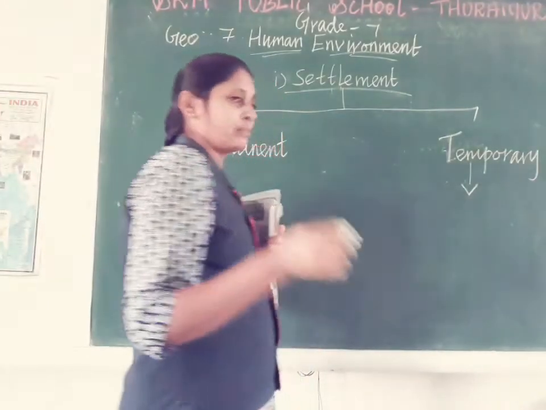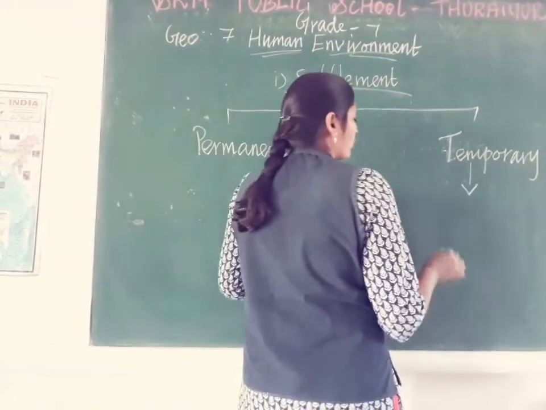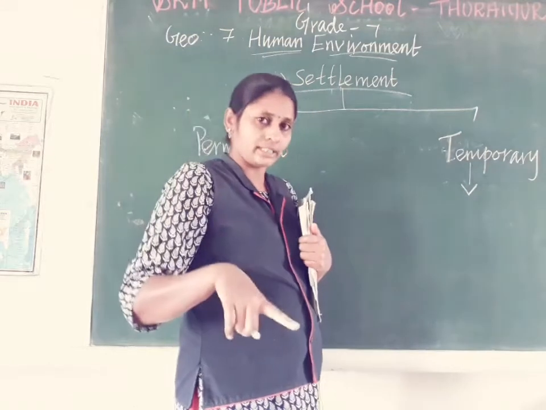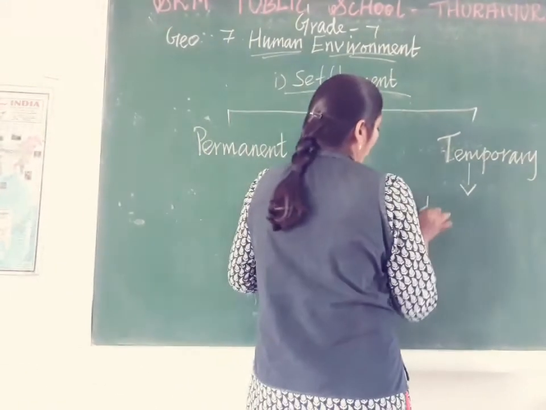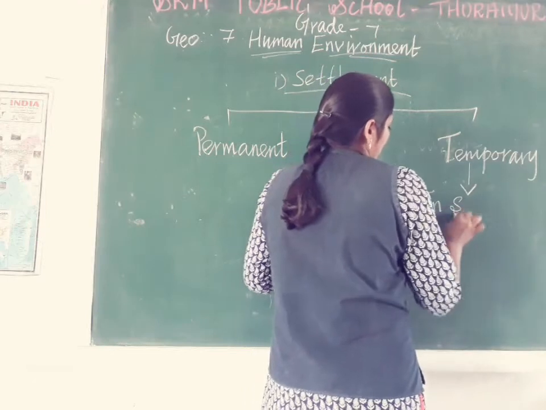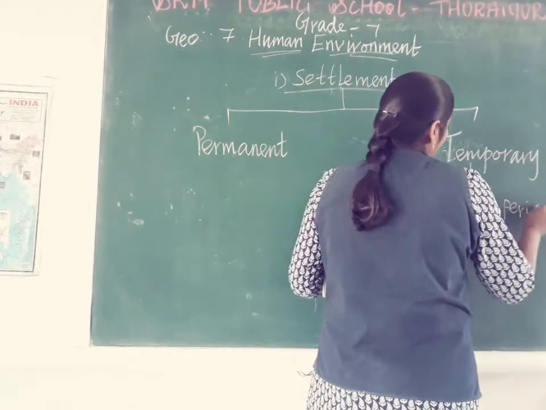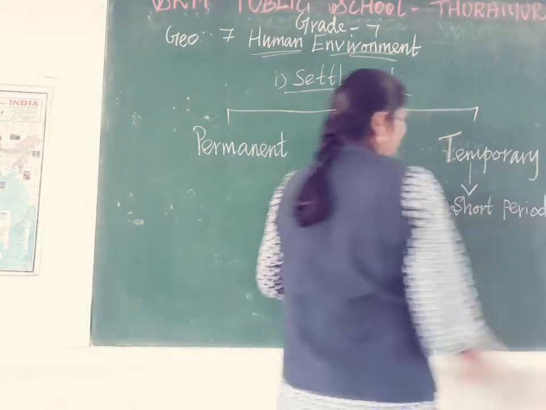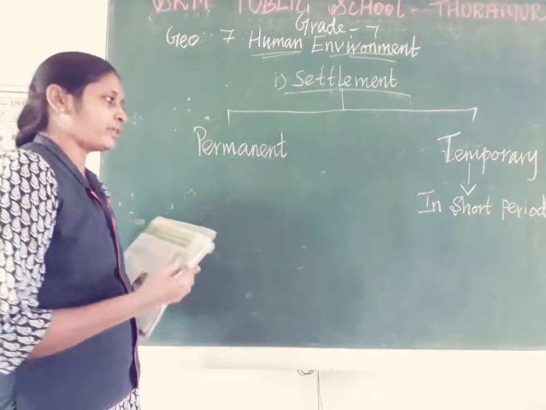So the people who are not settled in one place for a long time, otherwise who settle in a place for a short period of time, it is called temporary settlement. So where the people settle in one place for a short period of time, it is called temporary settlement.